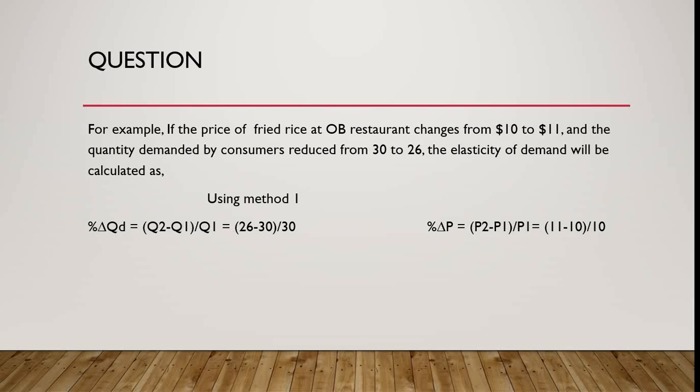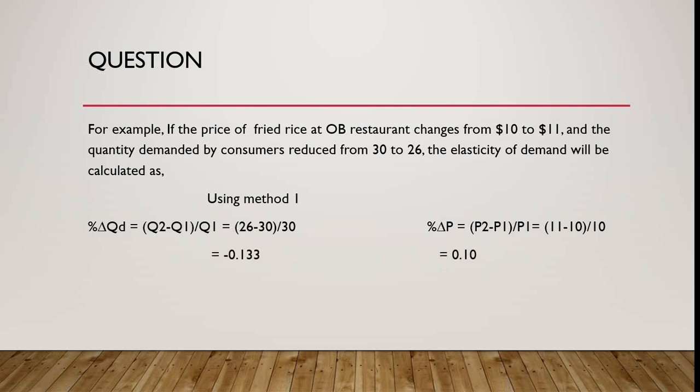So that is the percentage change in price and the percentage change in quantity demanded. Usually you are supposed to multiply by 100, but since we're going to find the ratio of two percentages, the percentages cancel out, so we just leave it this way. So you're going to get negative 0.1334 change in quantity demanded and 0.1 change in price. So how do you calculate elasticity?